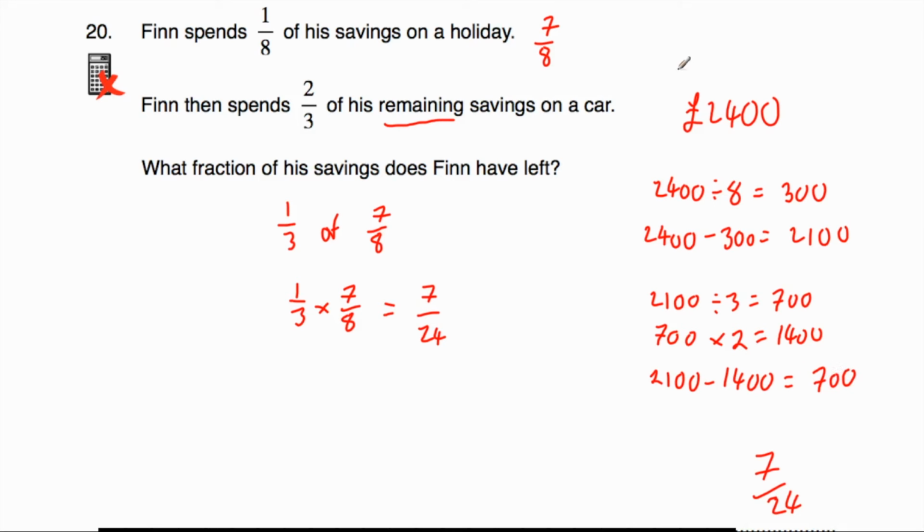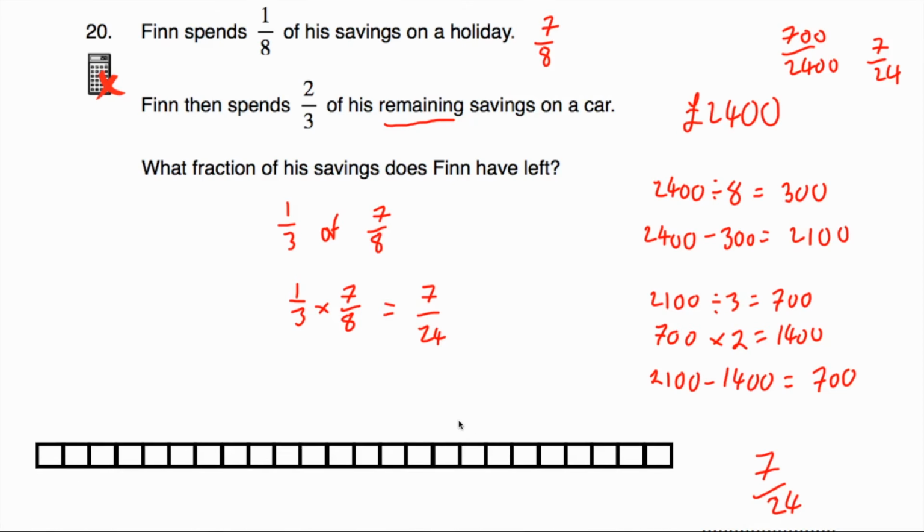So that means that if Finn started with £2,400 and he spent 1/8 of it and then spent 2/3 of what was remaining, he would have £700 left. That means we can then write that as a fraction. So we would have 700 over 2,400, dividing both of those by 100 would be 7/24, which is our answer, like so.